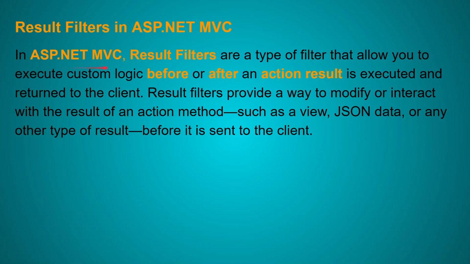In ASP.NET MVC, result filters are a type of filter that allow you to execute custom logic before or after an action result is executed and returned to the client. Result filters provide a way to modify or interact with the result of an action method, such as a view, JSON data, or any other type of result before it is sent to the client.